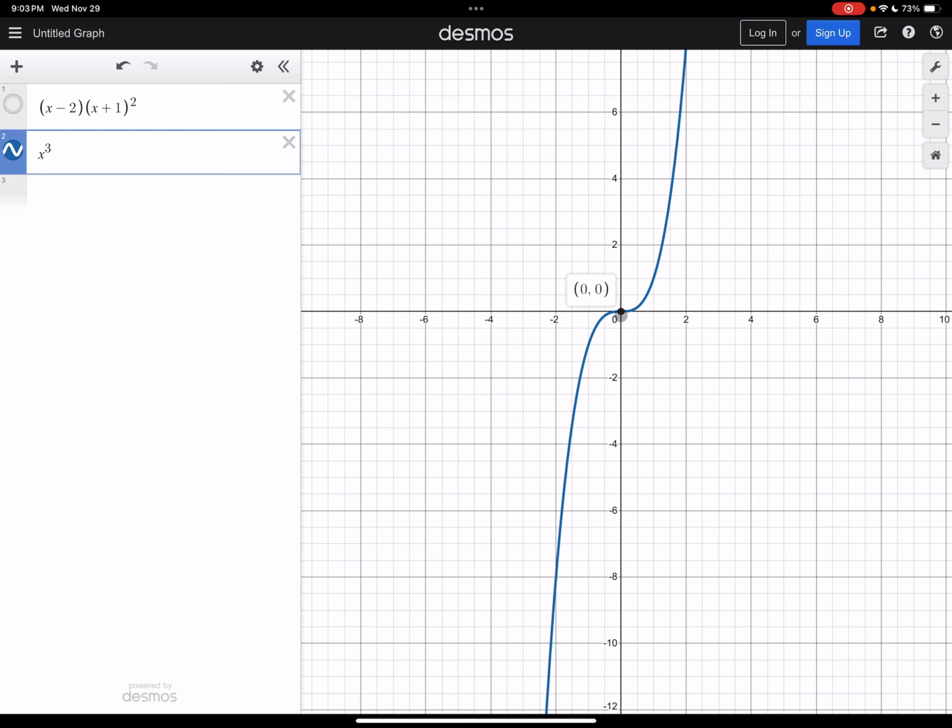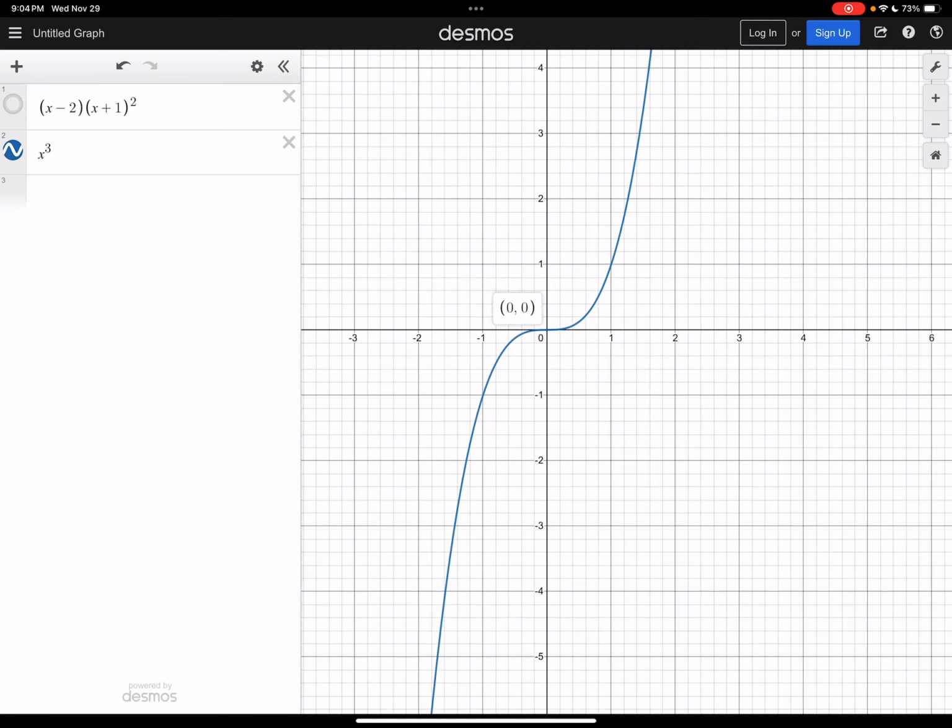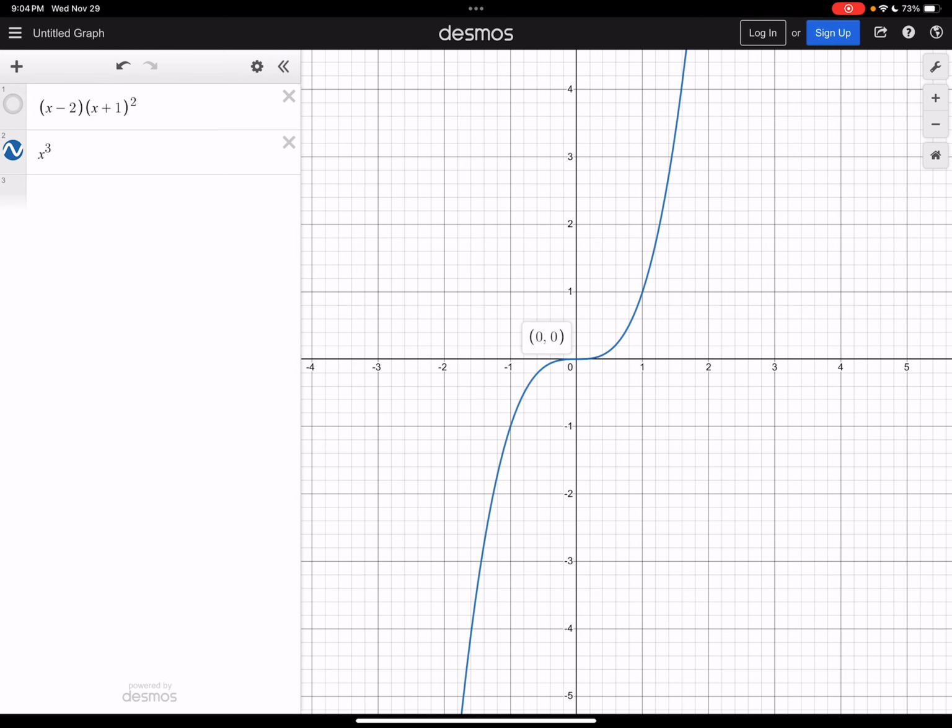To the left of this point down here, the graph is sort of scooped downwards. We call that concave down. Up here, the graph is scooped upwards. We call that concave up. So when a graph changes concavity, that's called an inflection point. Anyway, all that to say, look at this shape. You see how it kind of wiggles through the origin right there?